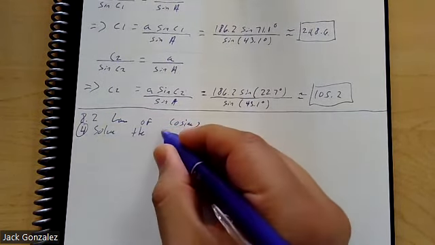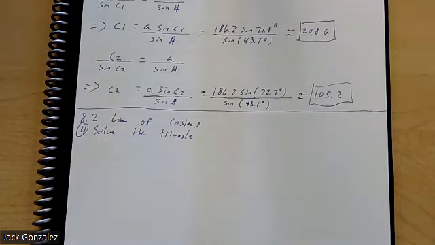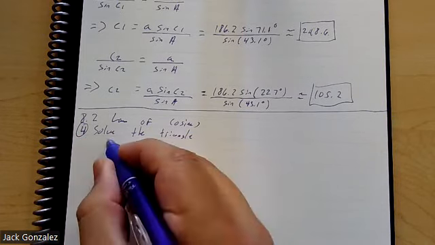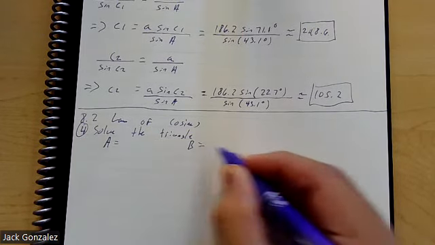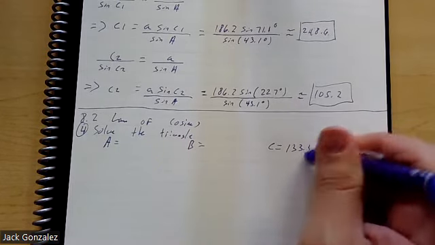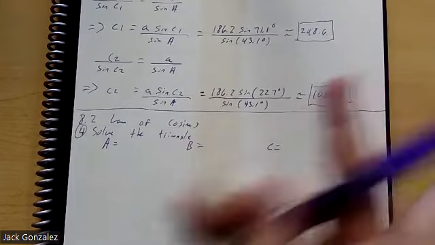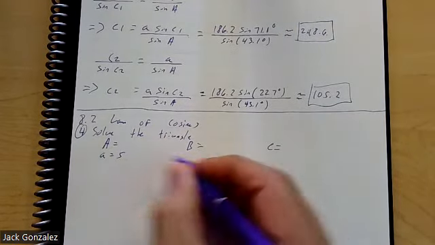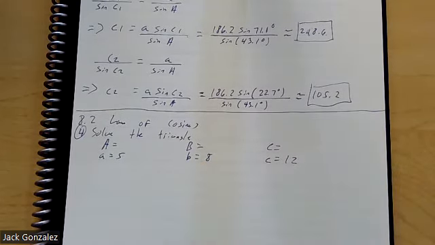Solve the triangle. On this one, they're not giving me A or B. Giving me a C of 133.4. Actually, did they? No, didn't give me that either. All they gave me was sides. Lowercase a is 5. Lowercase b is 8. Lowercase c is 12. That's all they gave us.